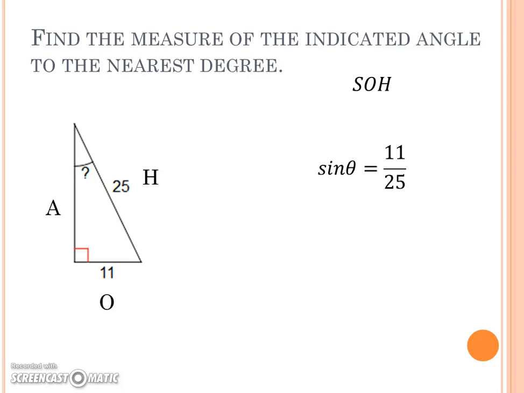We use the theta symbol for angle measurements. So to solve for this, to get theta by itself, to get rid of sine, we use sine inverse. So theta equals the sine inverse of 11 divided by 25. Type that straight into your calculator. Make sure again you're in degree mode. And you should get 26 degrees.